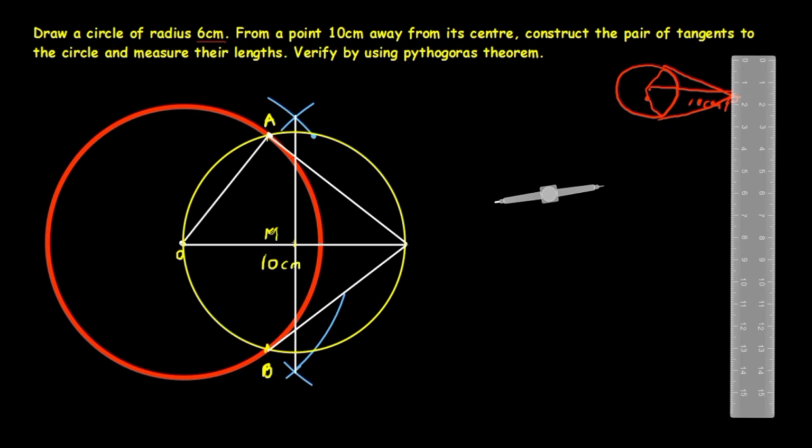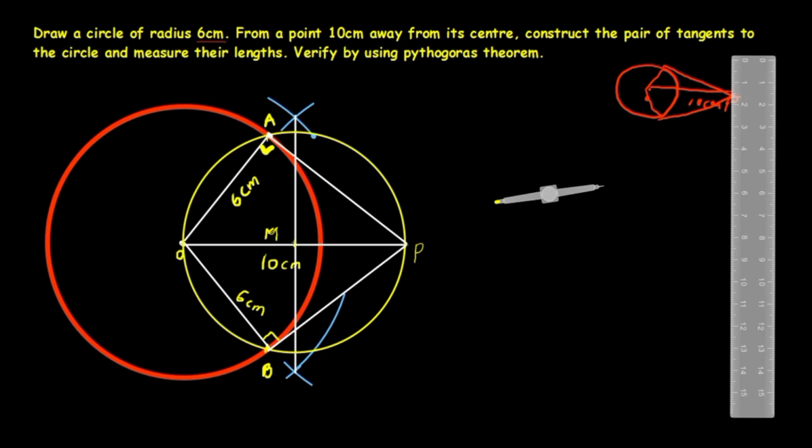Now here OA is the radius and OB also is the radius, and we should mark a right angle symbol, because tangent and radius make a right angle at the point of contact. Here the points of contact are A and B, so we have a right angle at A and B. Here the radius is 6 centimeters and OP is 10 centimeters.